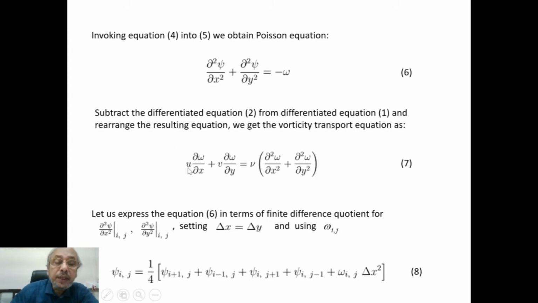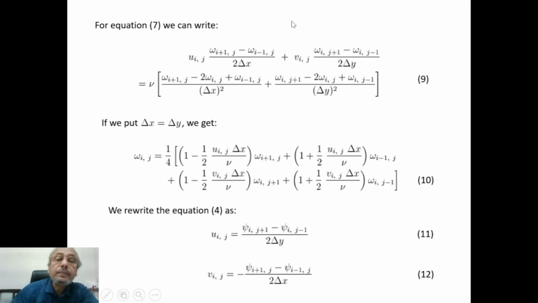So this will be uij. This will be the central difference of omega at the ij point. This will be vij, the central difference of omega in the y direction at the ij point. And nu into the diffusion terms, which will also be discretized by central differencing. We have exactly done what we said. This becomes equation 9.